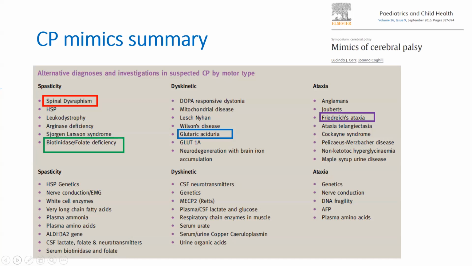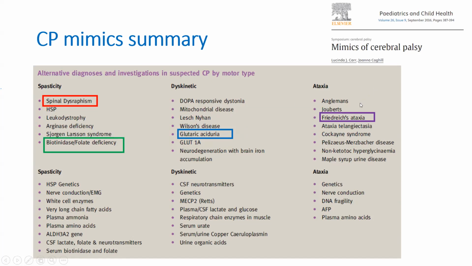In terms of dyskinetic, we have seen dopa-responsive dystonia, Wilson's. Another disorder to mention is glutaric aciduria, which presents with big subdural hemorrhages and a dyskinetic CP-like disorder. Again, this is very evident in MRI.